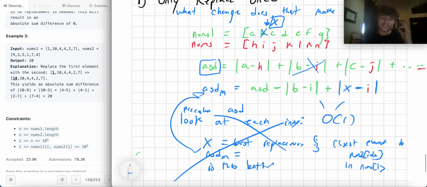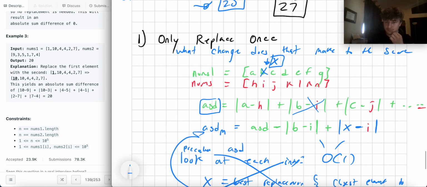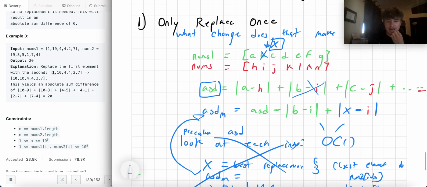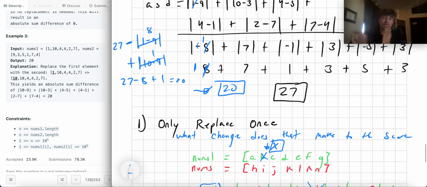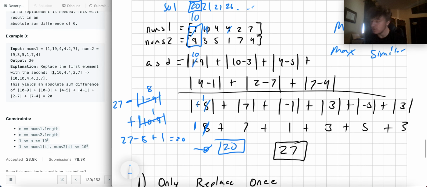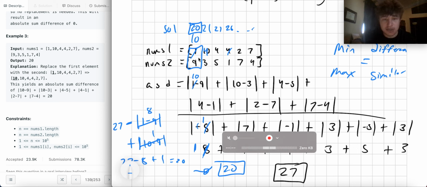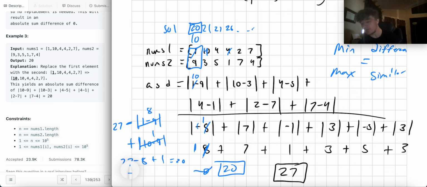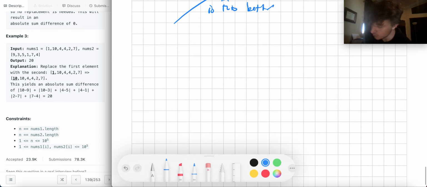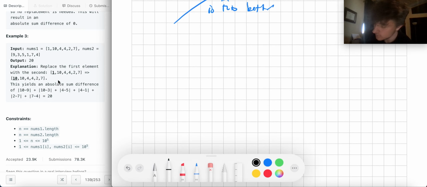But now I guess the only remaining problem is, well, how do we find this best X efficiently, right? I could look at each element and compare them, right? I could look at this 9 and say, compare this 9 to 1, compare this 9 to 10, compare this 9 to 4, to 4, to 2, to 7. That's going to be n squared time, right? Because for each index, you have to do this operation. So a better way of doing this, right? And we'll just go through this problem again.